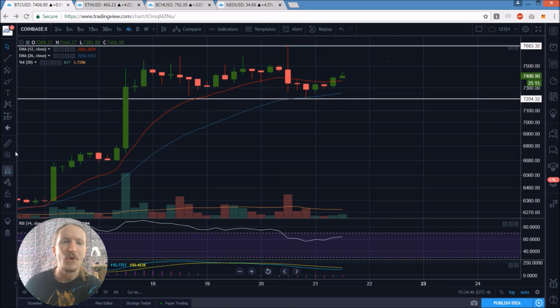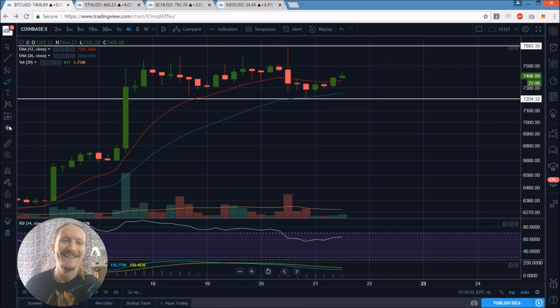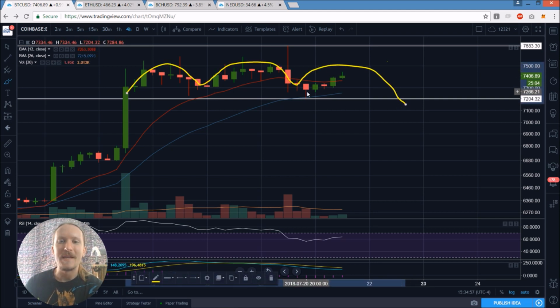shoulders pattern. So drawing that out, this would be the left shoulder, then you have the head and the right shoulder. That is not a good version. Here we go. And the neckline is down here at 7,204. So there's multiple different ways that the head and shoulder pattern forms.